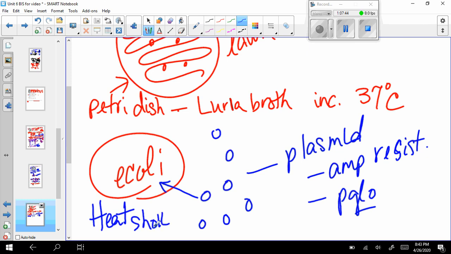We heat shocked them. And when you heat shock it, the E. coli thinks, oh, I'm going to take this in. It increases the permeability of the membrane, and it increases the chances that the E. coli will take it in.